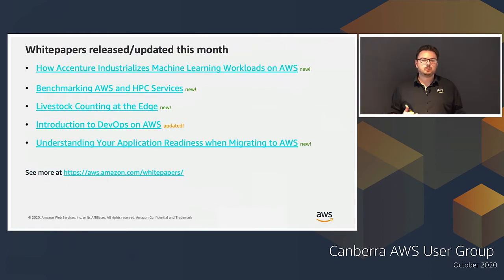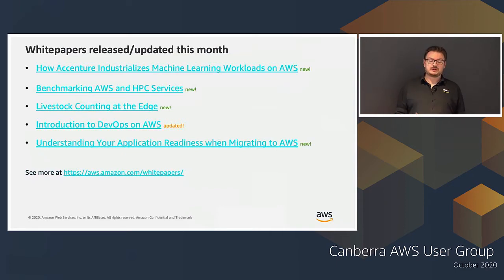Other updates this month in terms of white papers. So there was a bunch more than I've got on this slide, but these were the ones that I thought were worth calling out. First of all, there was a new one around how Accenture has industrialized machine learning workloads on AWS. So again, if you're getting into machine learning, worth checking out what one of our partners has been doing in that space. There's one around benchmarking AWS and HPC services. So again, if you were into our presentation last month that Racer gave around high performance compute, there's a new white paper that talks through some of that and how to benchmark those workloads on AWS.